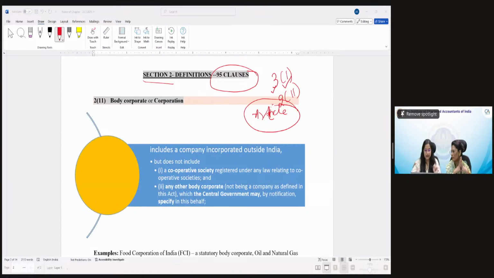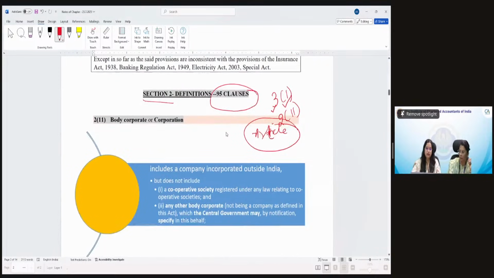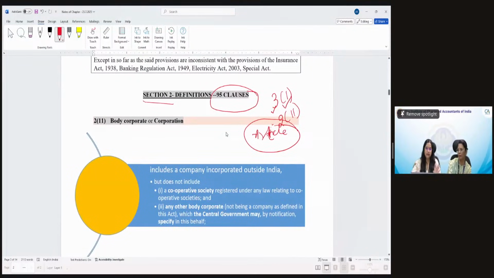Okay, let's move further. Since we are talking about companies, first is your 211. Why was there a need to have a Companies Act? A brief background will help you in this also. Why did we need an act, like we said, to consolidate and amend?